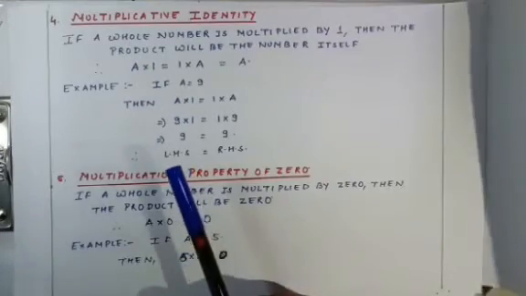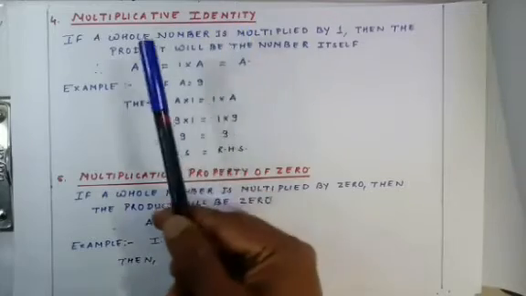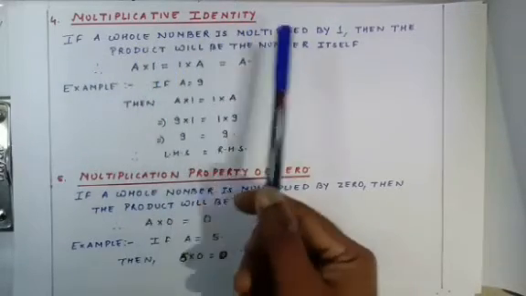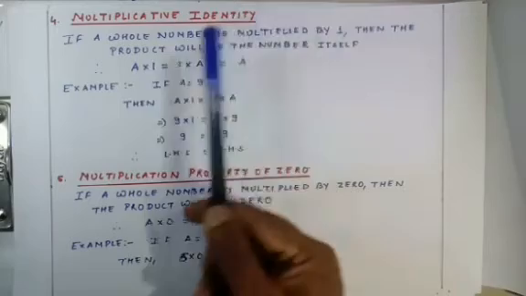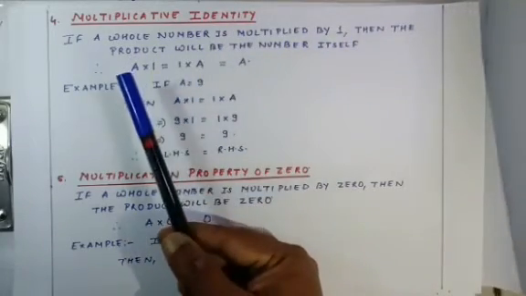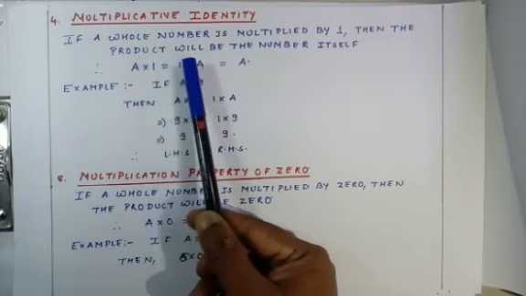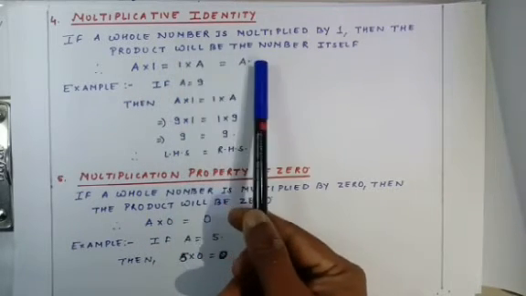Let us start with another property, that is multiplicative identity. What it says: if a whole number is multiplied by 1, then the product will be the number itself. It means that if I multiply any whole number by 1, whatever product I get will be the number itself.